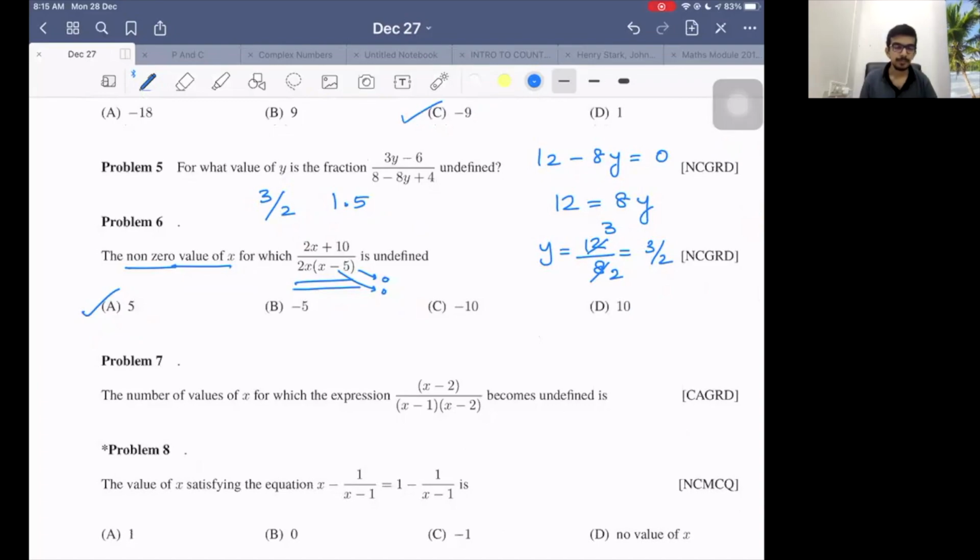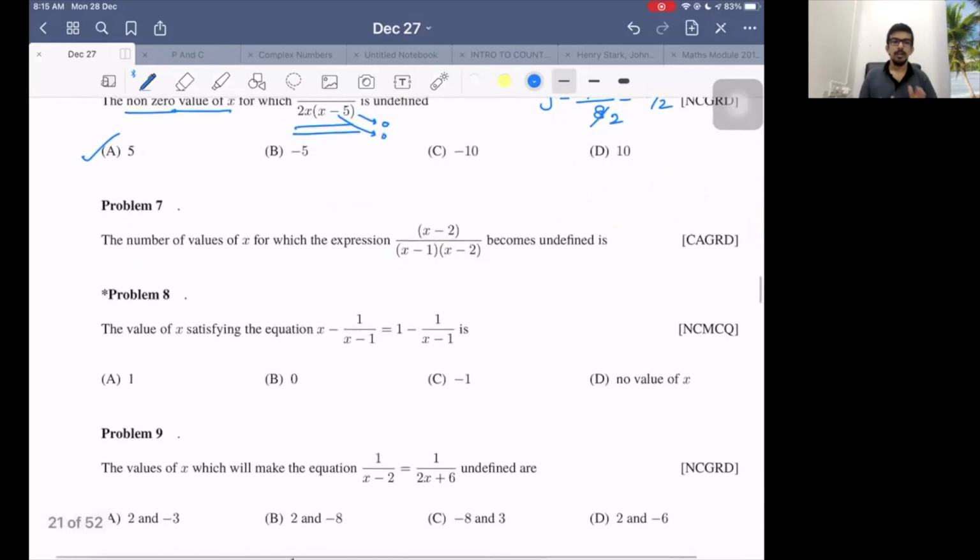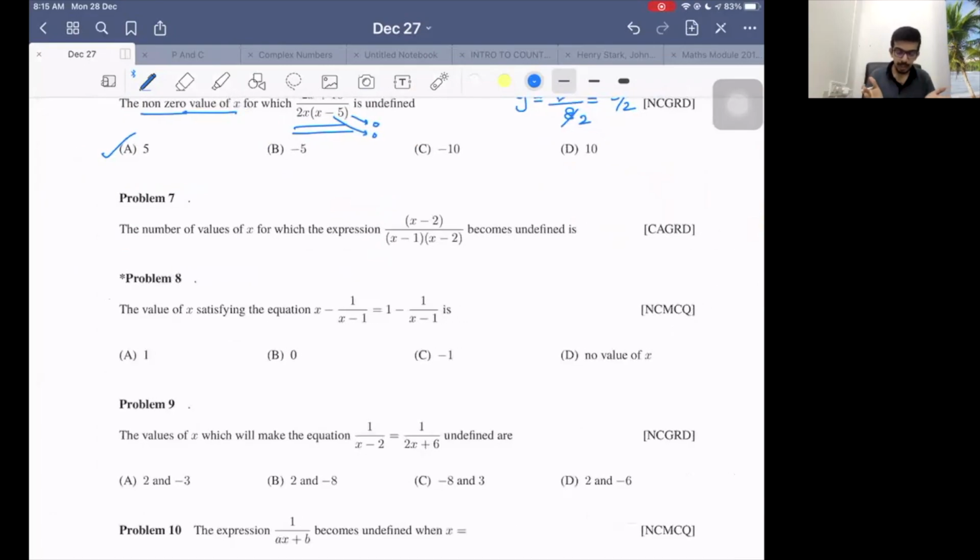Cool, right? That's cool? Yes or no? Yes. In the next question, we have a similar question here. See, the number of values of x for which the expression becomes undefined. When does this expression become undefined? This expression becomes undefined when the denominator becomes 0.